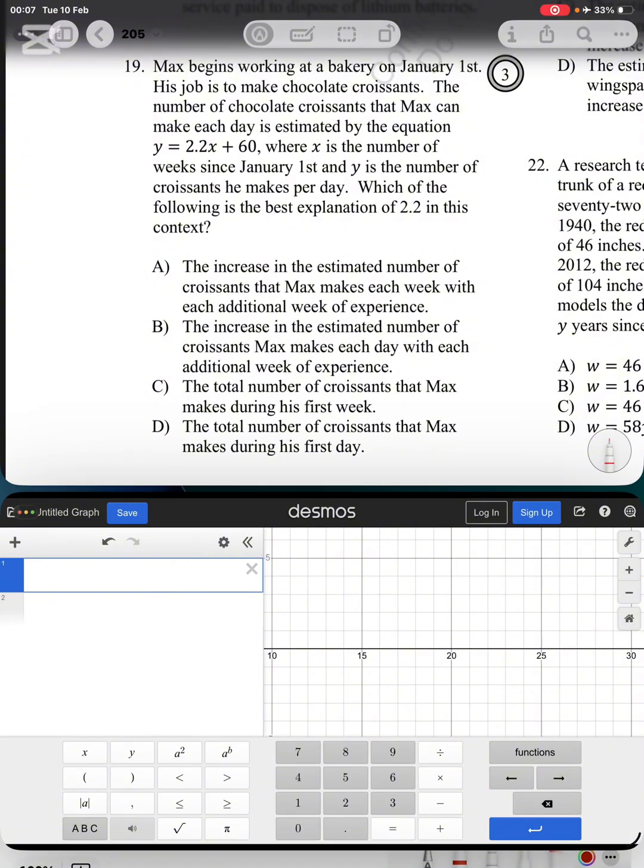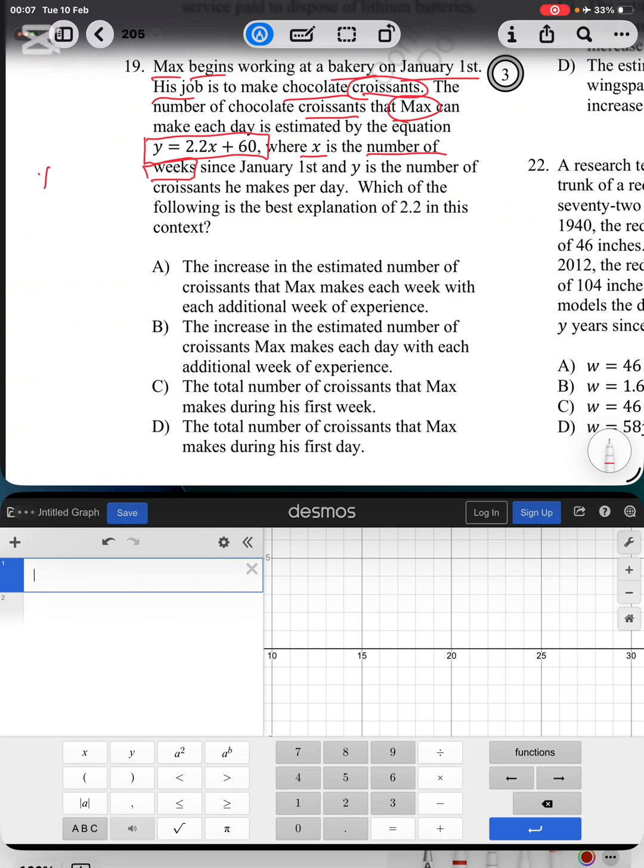So in this SAT question, we're given Max begins working at a bakery on January 1st. Okay, his job is to make chocolate, and the number of chocolates that he can make each day is estimated by this expression. Okay, this is going to be the chocolate that Max can make. So x illustrates the number of weeks. Okay, x illustrates the number of weeks, right?